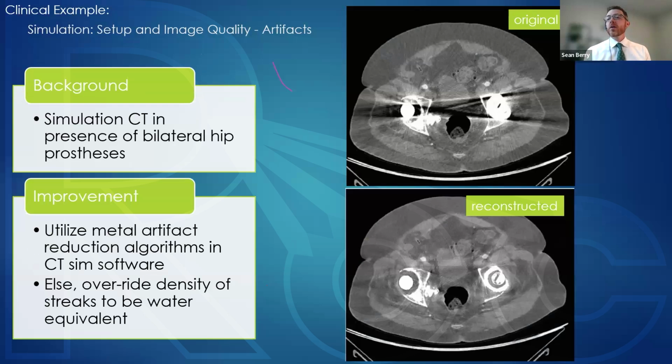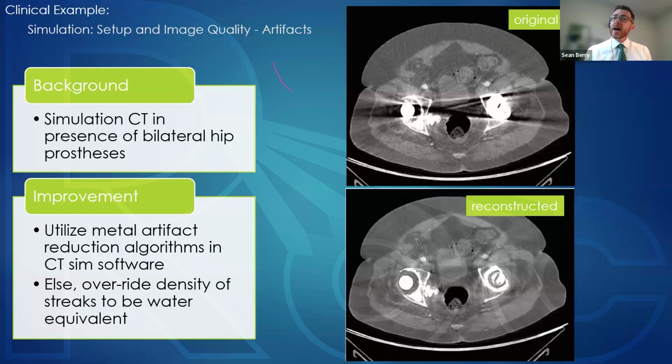So if you see an image like this when you're reviewing your plan, there's a couple of options. One is that some CT manufacturers have algorithms in their software that has metal artifact reduction. So if that's the case where you work, you may be able to go back and reconstruct the CT from the raw data using that algorithm. And you can see that's what this has done here. And you can see there's still some streaks, but you really recover a lot of that anatomy. And this scan would probably definitely be good enough to do a dose calculation on.